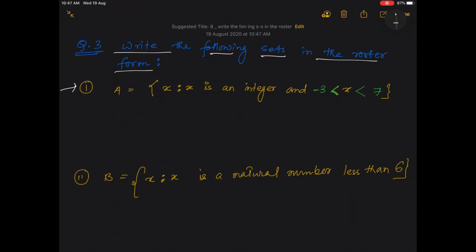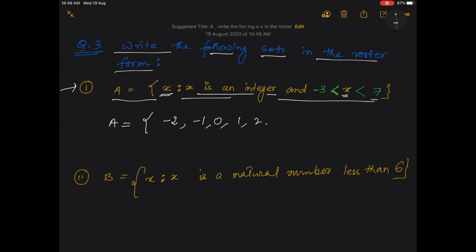Okay, so here you see these are written in rule method or set builder method, so we need to write in roster form. So in roster form, what we do, we write all the elements within brackets. Here, x is an integer, not a fraction, such that it is greater than -3 and less than 7. Greater than -3 means it must start from -2, -1, 0, 1, 2, 3, 4, 5 and 6. It is less than 7, that's why it ends at 6.